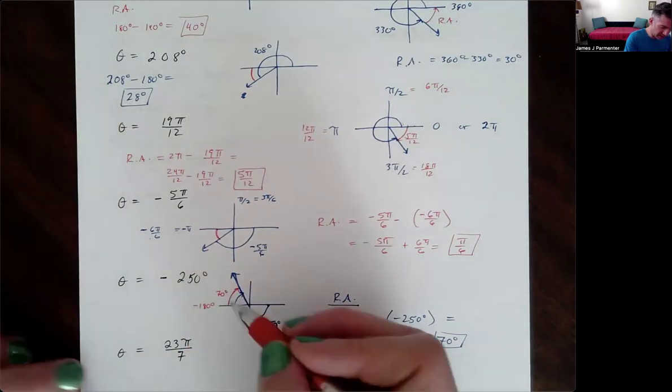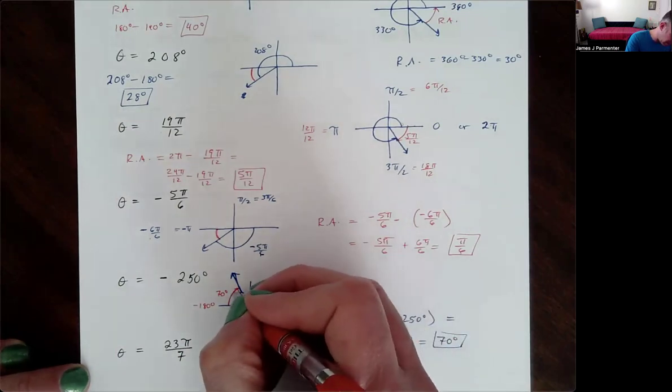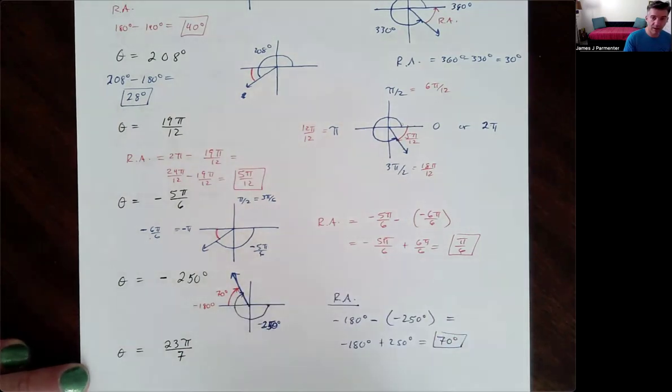Even though you might want to call it negative 70 degrees, because technically you're thinking about measuring it in the clockwise direction, reference angles always have to be positive. It's just a difference between two angles.